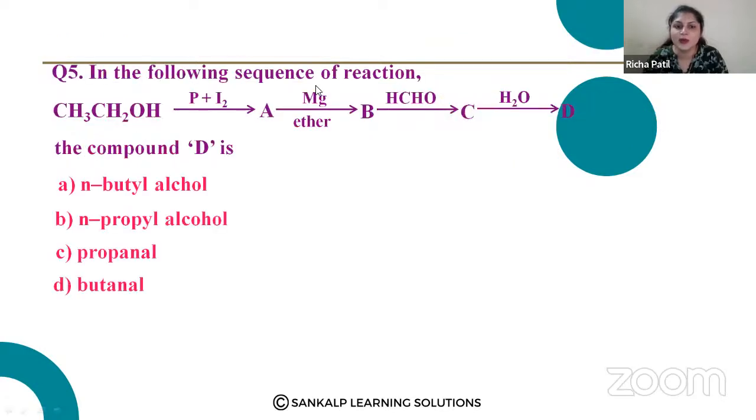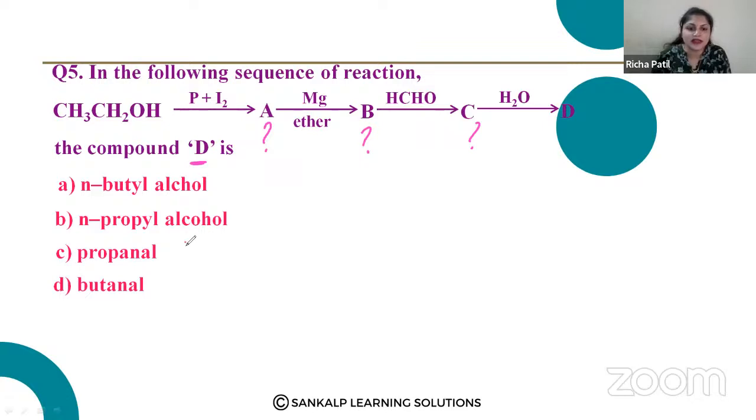So in the following sequence of reactions, we have to tell which is A, B, C, and D. So we have to solve it. Okay. They have asked only D. So how will you obtain D? By solving A, B, and C. Okay. So the compound D is what they have asked.